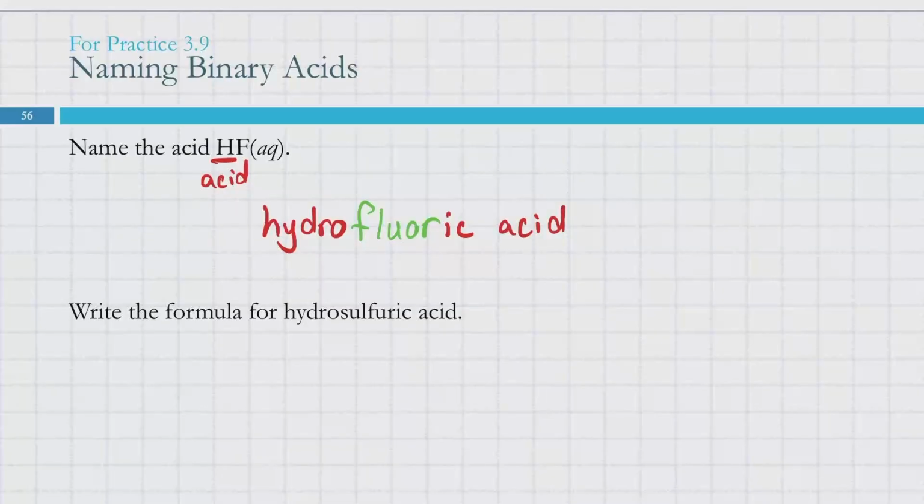In the base name for fluorine, which vowel comes first, U or O? U. U comes first. It's not hydroflouric acid.